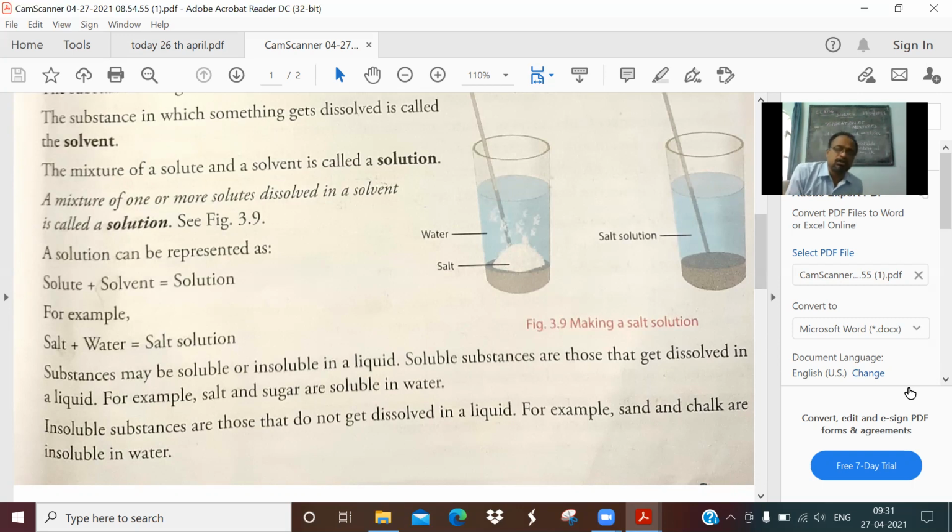Okay, children, that's all about this topic. So I'm closing this topic now. Tomorrow, that is next class onwards, Priyanka ma'am will be continuing the next topic. This was the introduction of separation of mixtures.